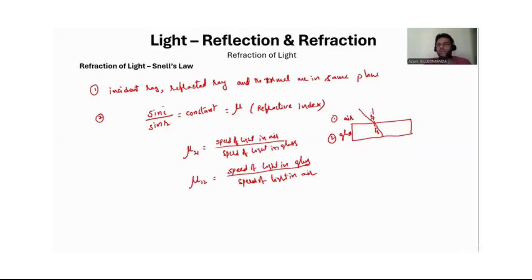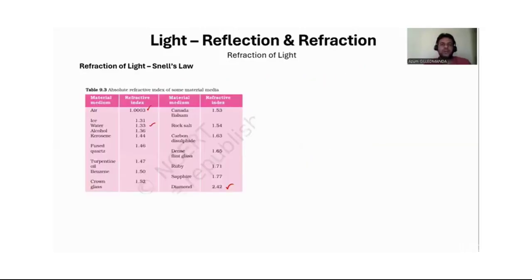Then we also learned what Snell's law is. Snell's law is mu equals sin i by sin r, where i is the angle of incidence and r is the angle of refraction. And this is mu 21 and mu 12, with respect to the mediums. So mu 21 means the refractive index of medium 2 with respect to medium 1, while mu 12 is the refractive index of 1 with respect to 2. It's a relative index. And then we looked at different materials. Air has the least refractive index and diamond has the highest refractive index.